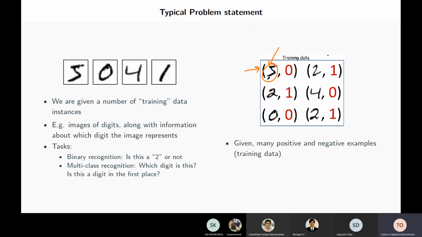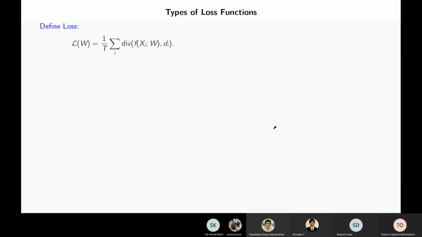Here you may have xi, which is the pixel data corresponding to 5, and then this is yi. So these are the corresponding labels. This is how the training data looks. And of course, we define a loss function like this.